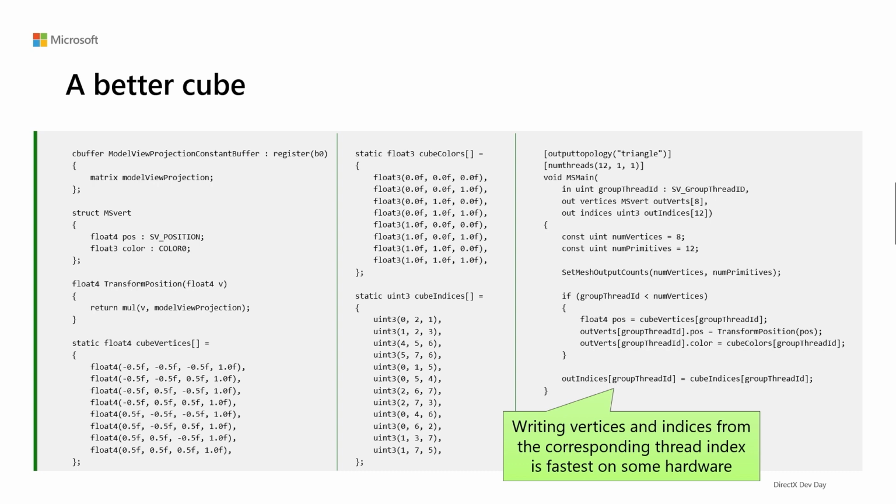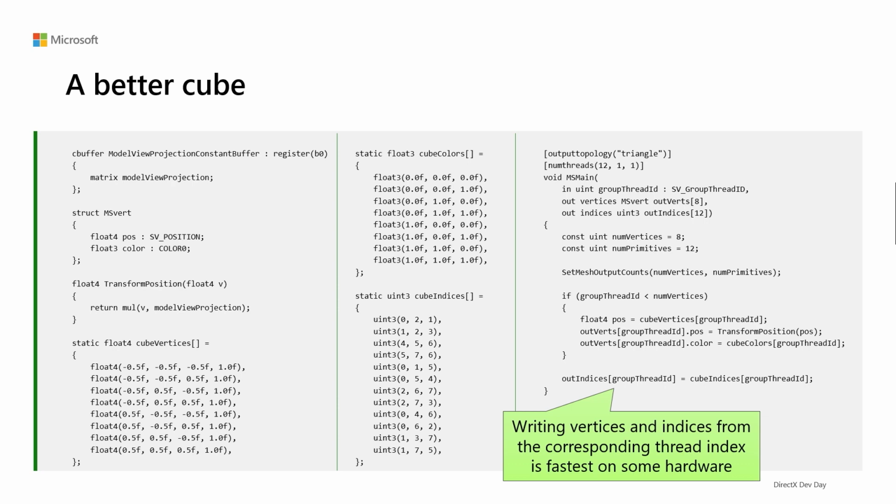One thing to notice here, I'm writing each index value from the same thread that corresponds to the index of that vertex. I don't have to do this. I could say, okay, thread 0 is going to write index 15, and thread 1 is going to write index 10, or I could mix these up any way I wanted to. That will work. On some hardware, that will be less efficient than if I keep it 1-to-1. So the best model for best performance is always have thread 0 write vertex 0, thread 1 write vertex 1, and the same for the indices. So that's a better cube.